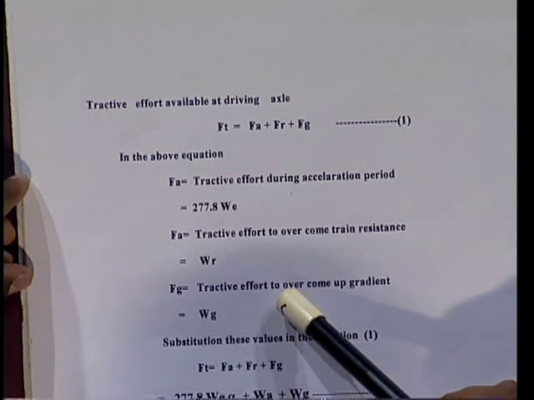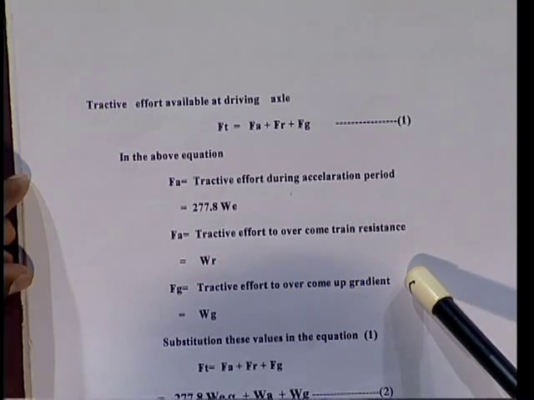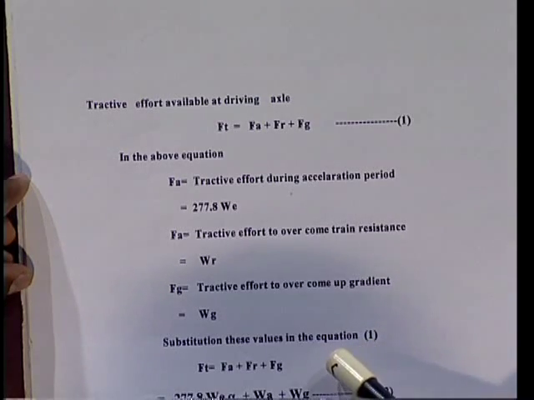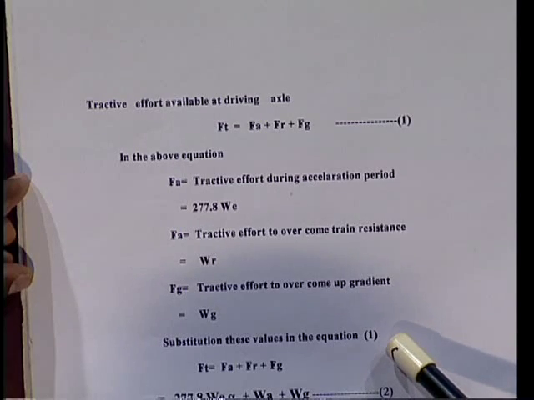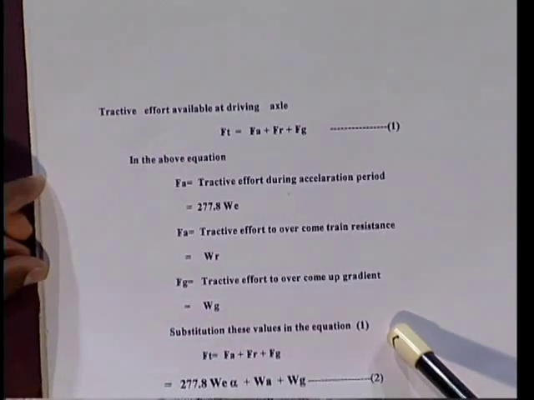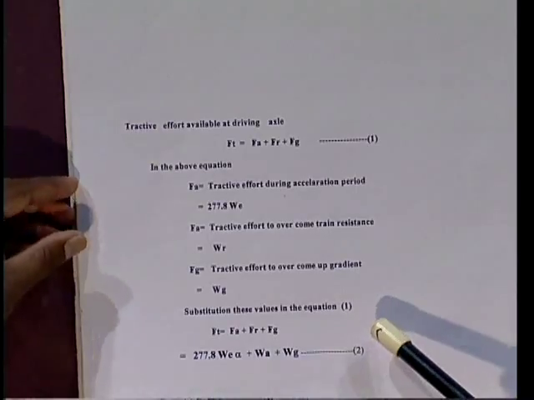Next, we are giving F_G, the tractive effort to overcome the up gradient, which is equal to W·G. Substituting these values in equation 1, F_T is equal to F_A plus F_R plus F_G, that is equal to 277.8 W_E α plus W·R plus W·G.